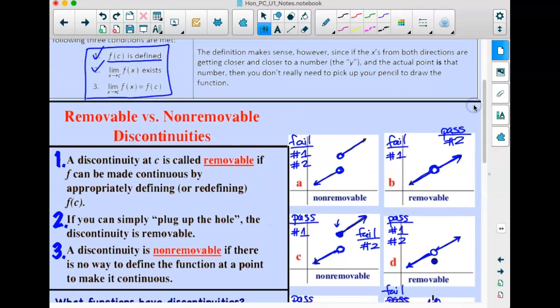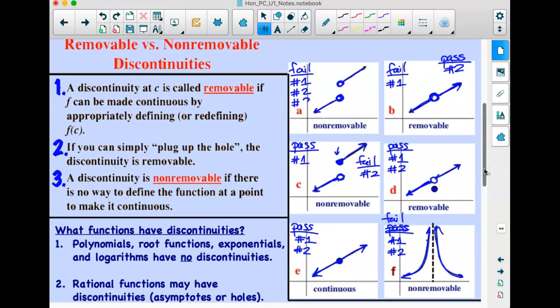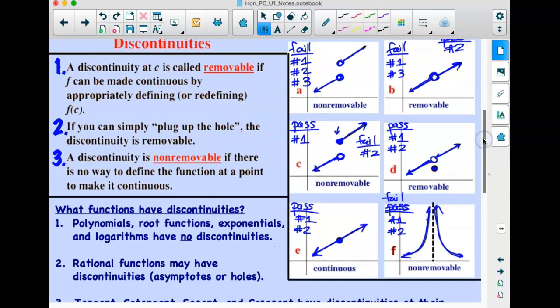Okay, so now let's go back. Now, is the limit equal to the defined value? Are 1 and 2 equal, basically? So for A, you're definitely saying no, because if a limit doesn't exist, it can't equal anything, right? For B, we're going to say no, it fails. For C, we're going to say no, it fails.